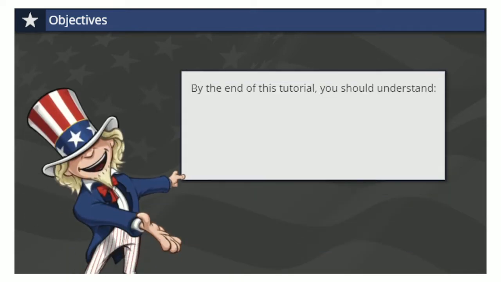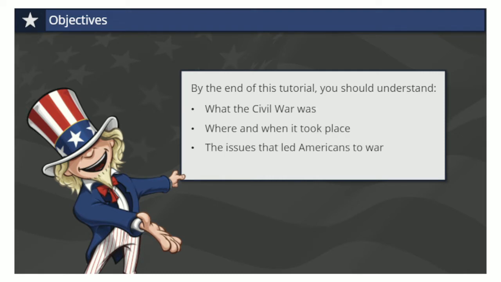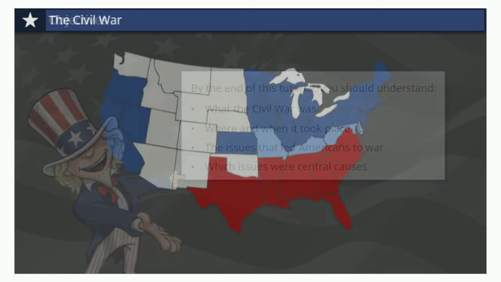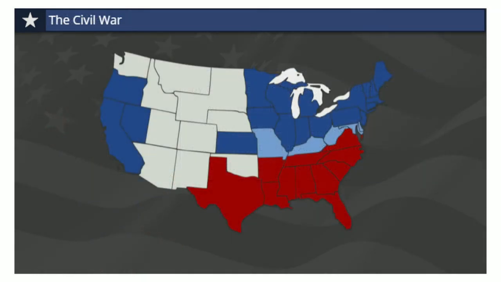By the end of this tutorial, you should understand what the Civil War was and when and where it took place. You'll better understand the issues that led Americans to war and which ones were most central to causing the conflict. The Civil War, America's bloodiest conflict, raged for 4 long years, from 1861 to 1865.